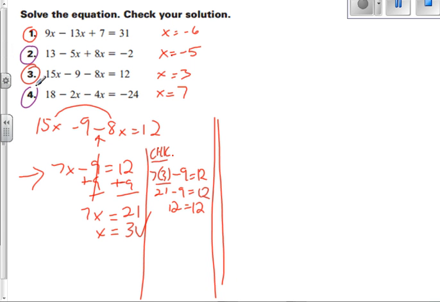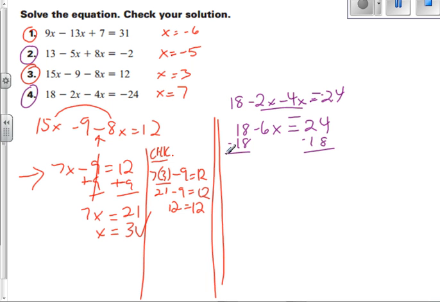So now we're going to do our last one, number 4. We have 18 minus 2x minus 4x is equal to negative 24. Combine our like terms. I have 18 minus 6x is equal to 24. That's negative 24. So then you're going to subtract 18 from both sides. I have negative 6x is equal to positive 6. Divide both sides by negative 6. Therefore, x is equal to negative 1.